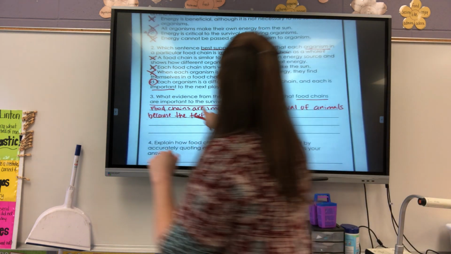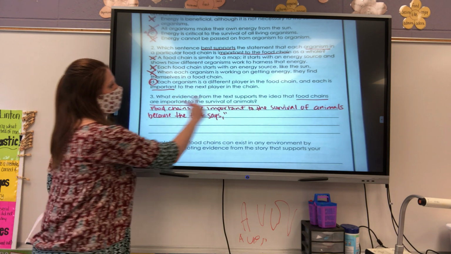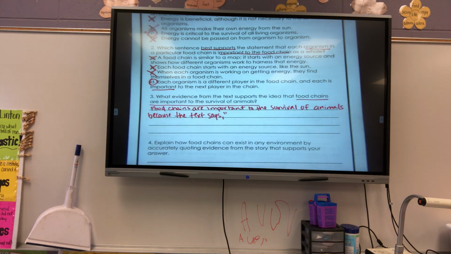Because it's wanting evidence from the text. Evidence from the text. That means that I've got to have exact words from the text that tells me that food chains are important to the survival of animals. So let's go to paragraph one.